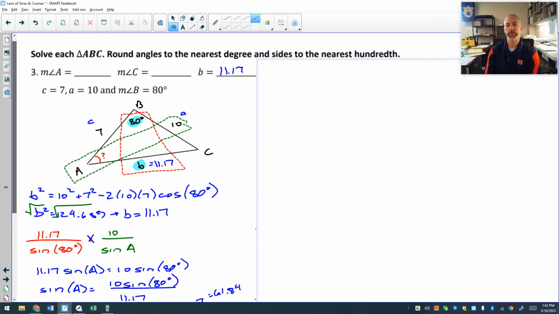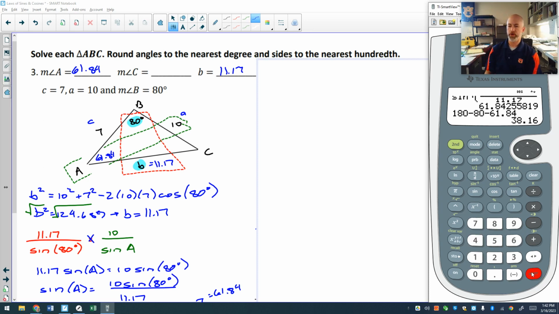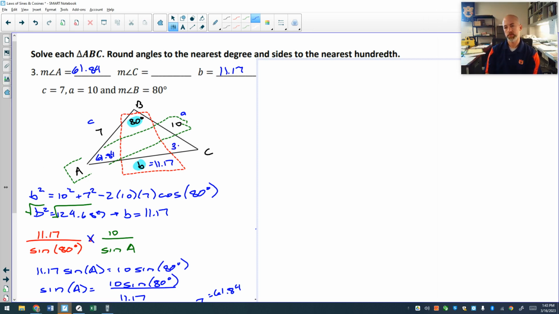So I'm going to be coming back up here, 61.84. I'll put that in for my angle A, 61.84. And now to get angle C, I have two angles of the triangle. I'll just subtract those from 180, and angle C is going to be 180 minus 80 minus 61.84, and I get an angle of 38.16.